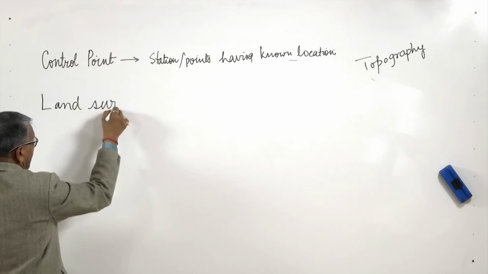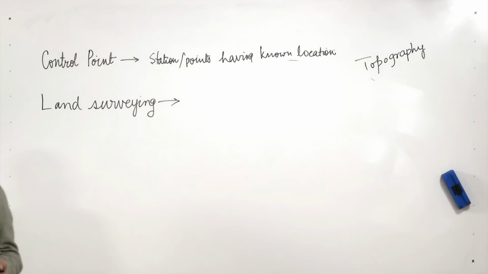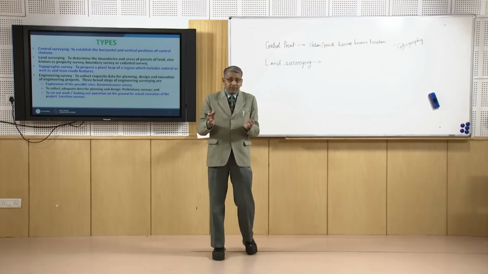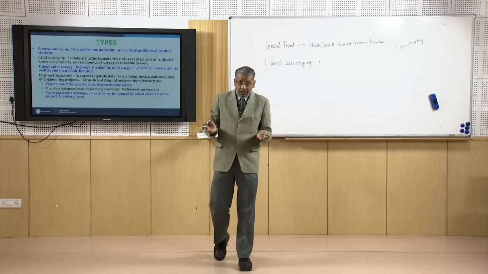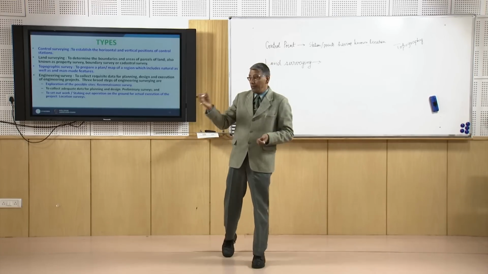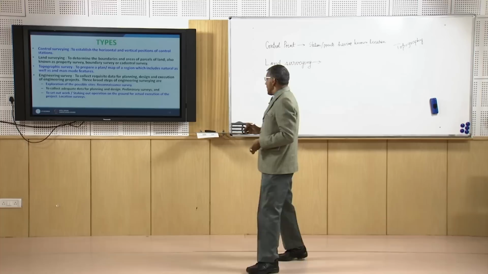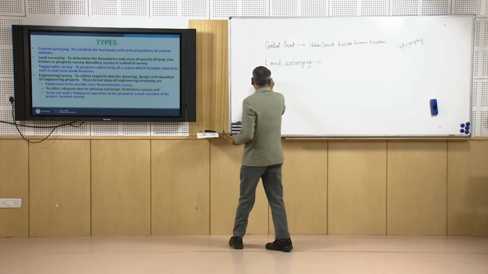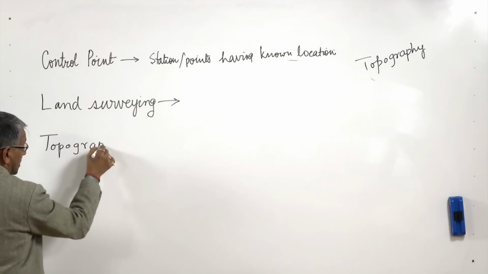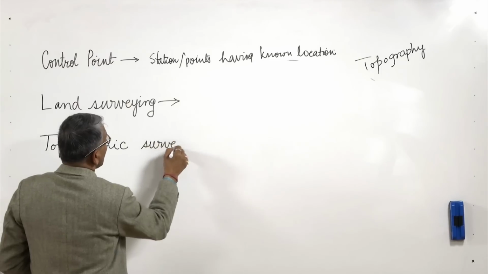In land surveying we find out the boundary of a parcel of land, we find out the area of a parcel of land, and we find out the different land cover types or the area of land covers, like that. Now another surveying which is very important and done very frequently is called topographic surveying.